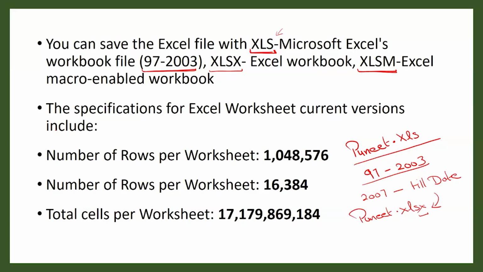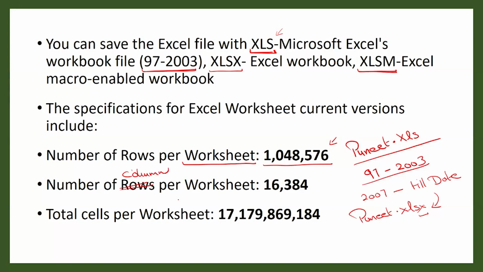Now, the specifications of a worksheet. Basically, current versions include the number of rows per worksheet. The number of rows per worksheet is 10 lakh 48,576, guys. Okay. There is a mistake.